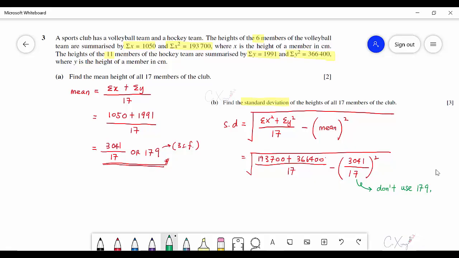Therefore, when you want to substitute the mean value, you have to ensure that you are using the very original value for the mean. So for me, we have this fraction, which is 3041 divided by 17, then you square the mean. Okay, so if you press the calculator and you didn't make any careless mistake for this question, you should have this as the value. And we will correct it to 3 significant figures, which is 30.8 as your final answer.